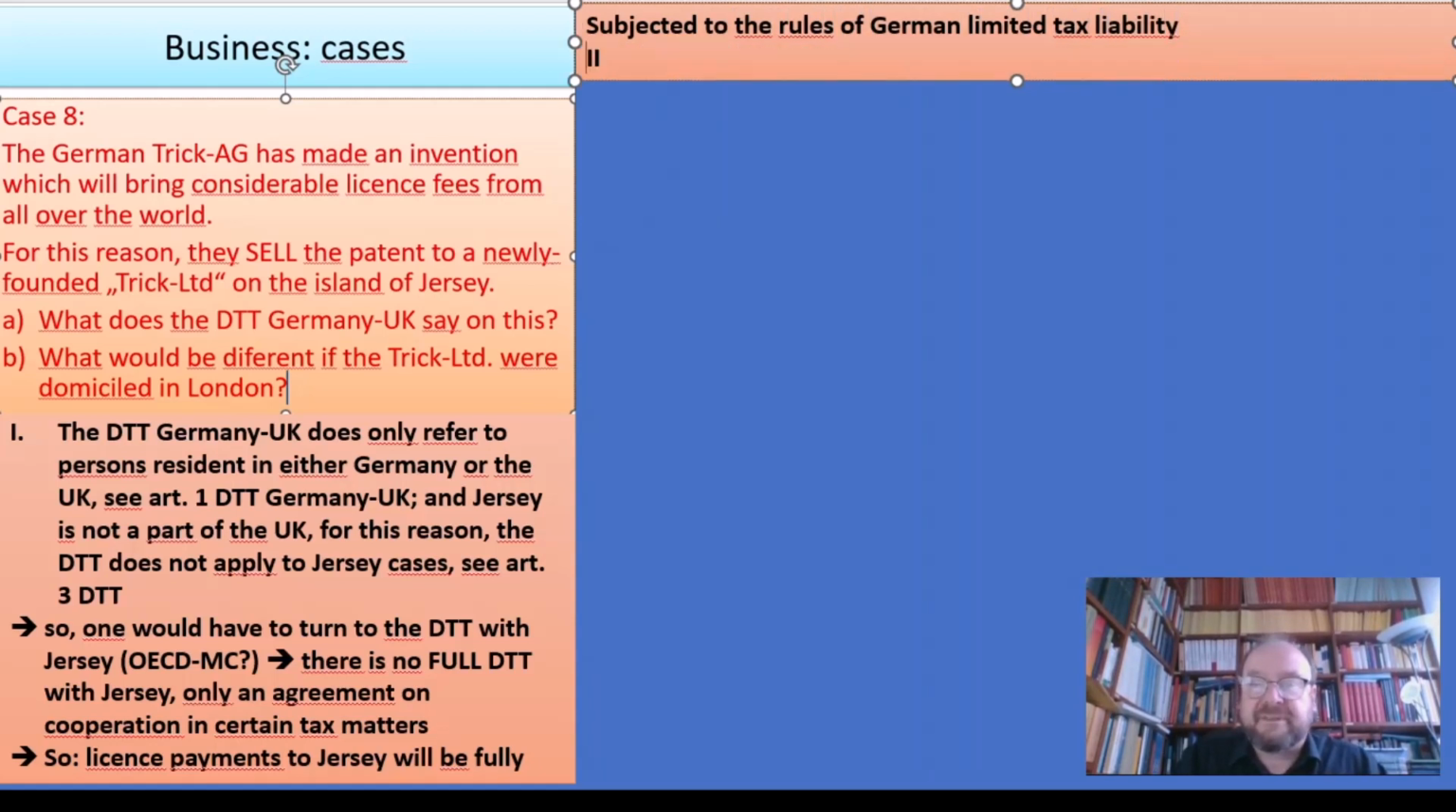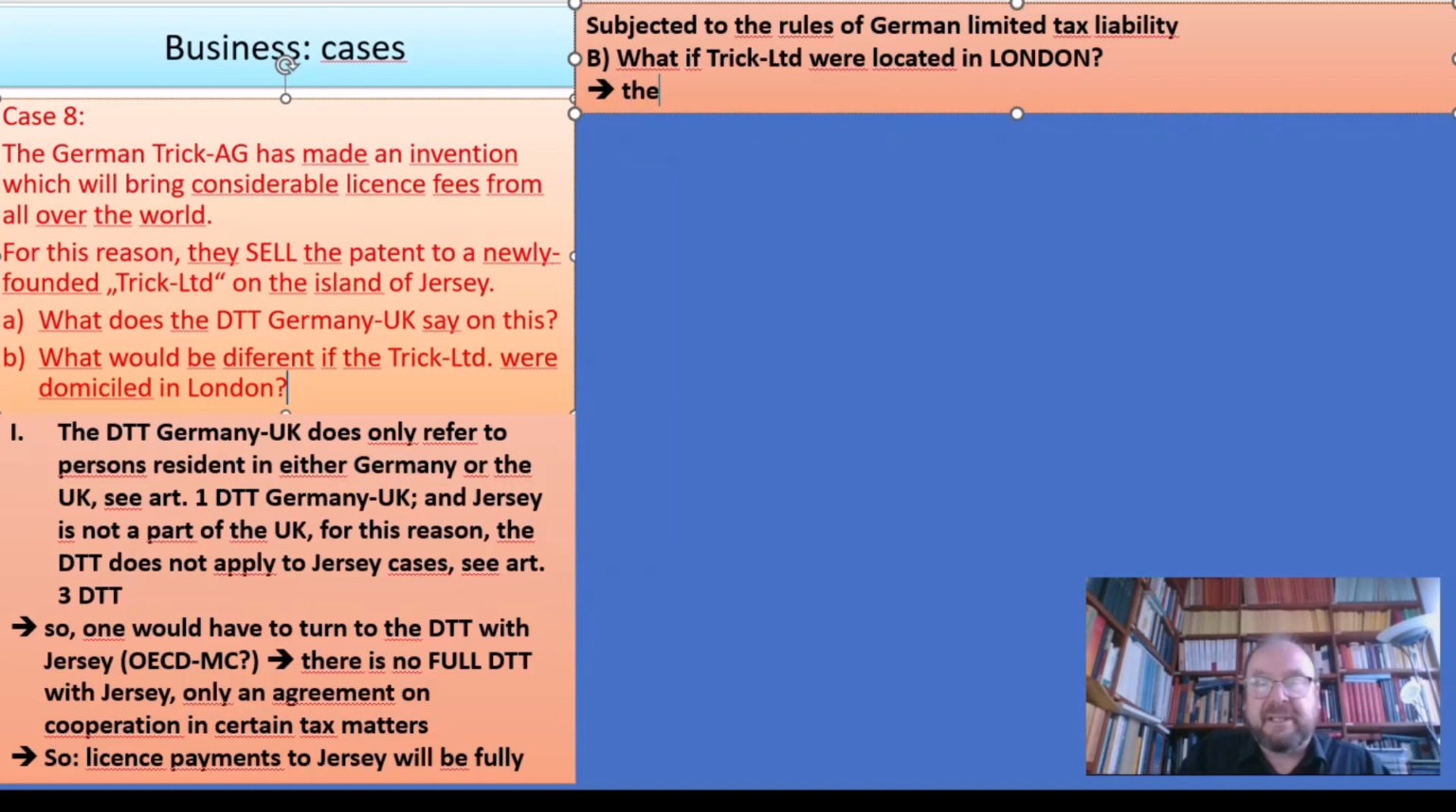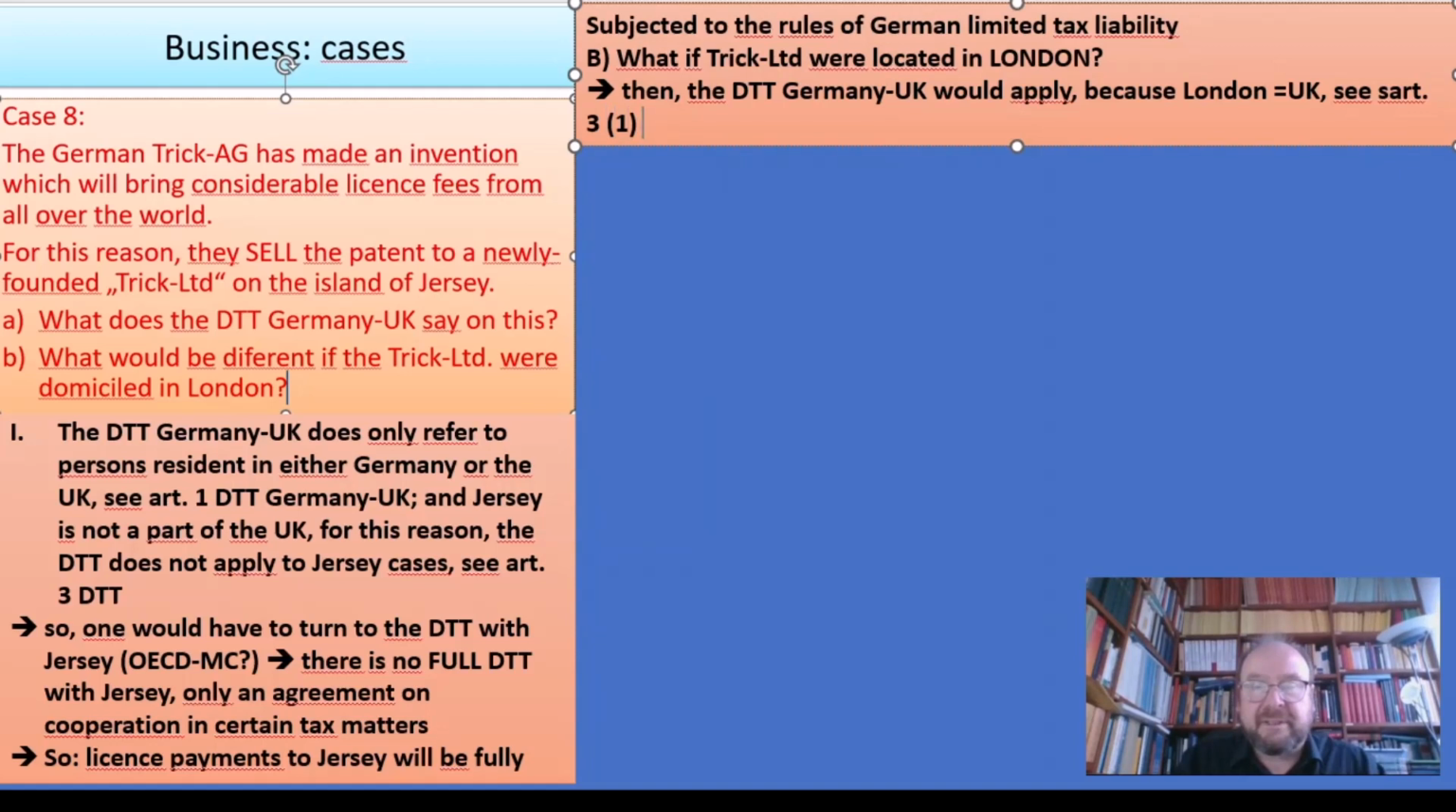So that famous trick of the Trick AG was what we could call a shot into the oven. It went completely wrong. It didn't hit the target, but went somewhere, led to an outcome which was not pleasant. Well, now, what if Trick Limited were located in London? Then it's clear, then the DTT Germany UK would apply, because London is UK. See Article 3.1 if you like to.